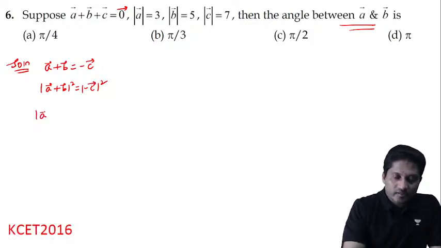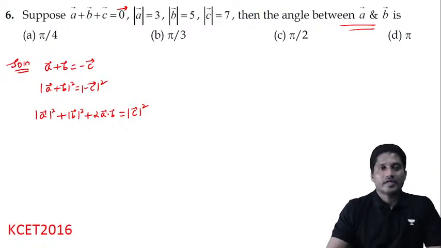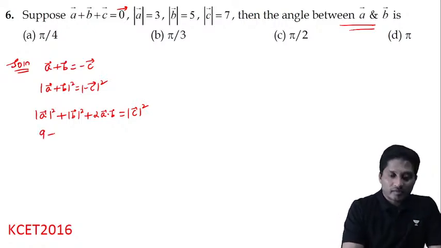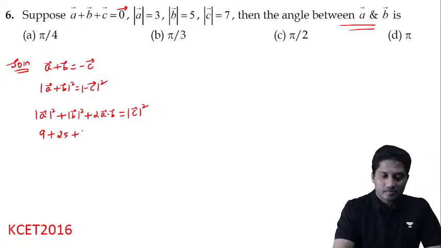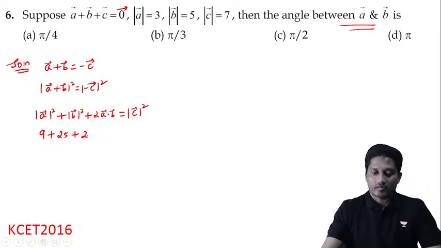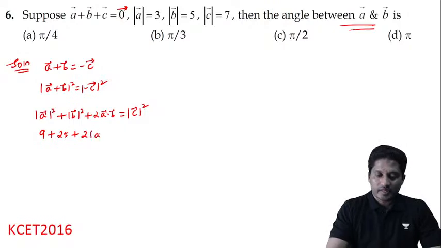This is A square plus B square plus 2 times A dot B, and minus the whole square is plus, that is mod C the whole square. Okay, mod A is 3, right? So 9, mod B is 5, so this is 25, plus 2 times A dot B, which is mod A into mod B into cos theta. Modulus of C is 7, so this is 49.